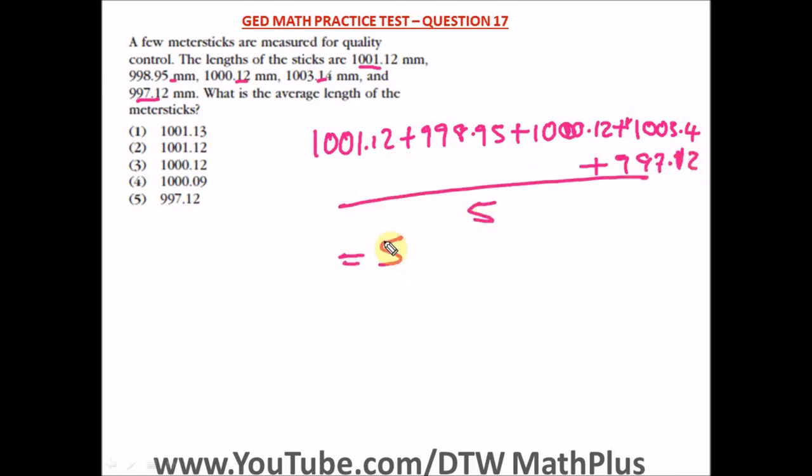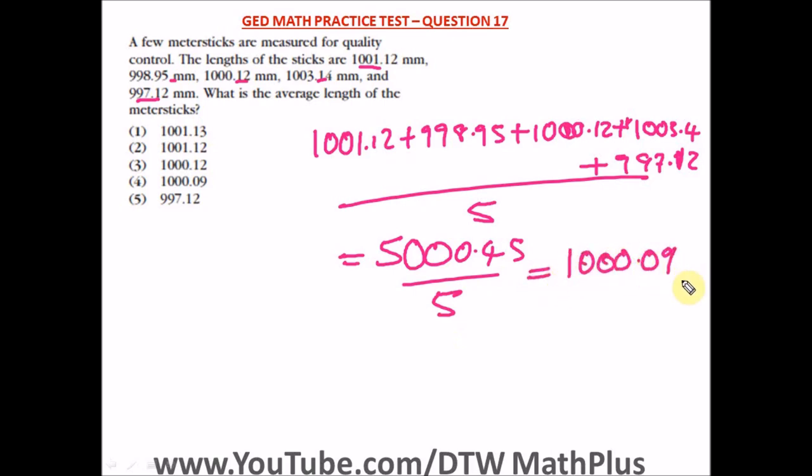If you add up all of this and punch it into your calculator, you're going to get 5000.45, then divide by 5. What are we going to get? We're going to get 1000.09. So this is our answer, and our right option here is option 4. This is quite straightforward. It's just asking for the average length, and the average length is the sum of all the lengths divided by the number of lengths, which is 5. So our right option here is option 4.